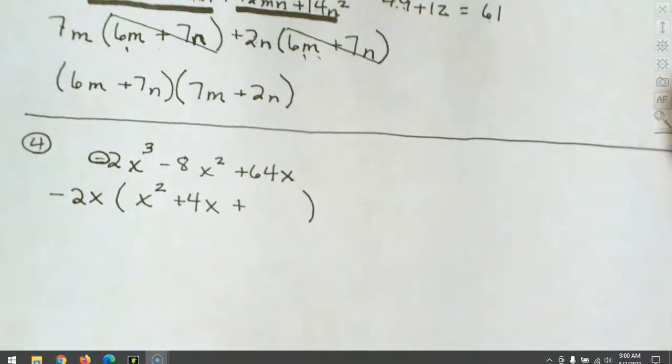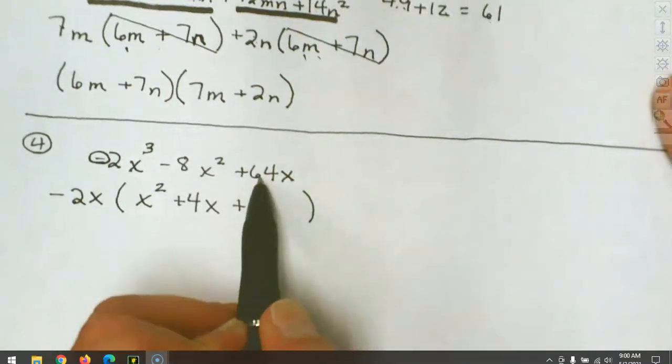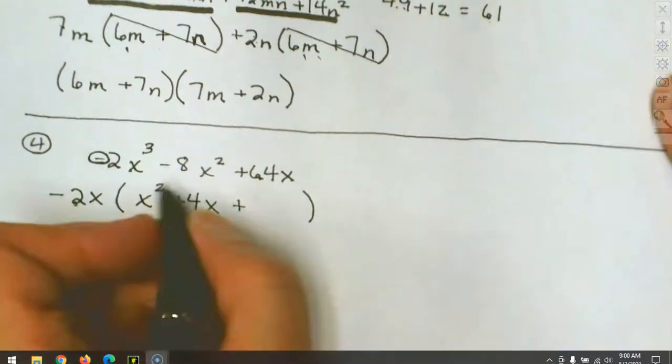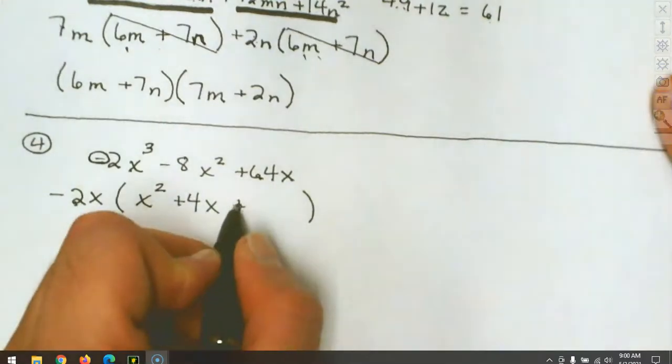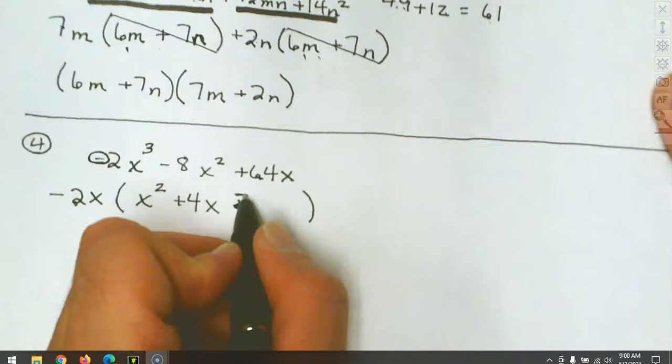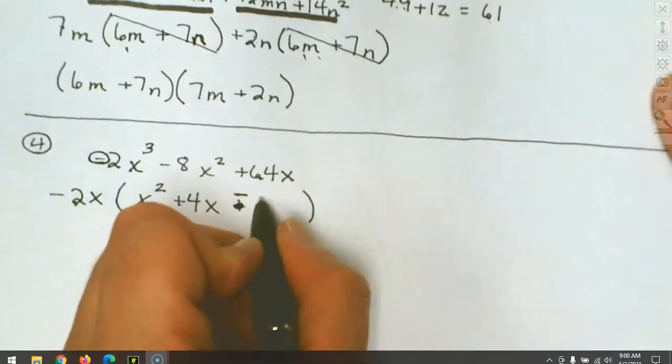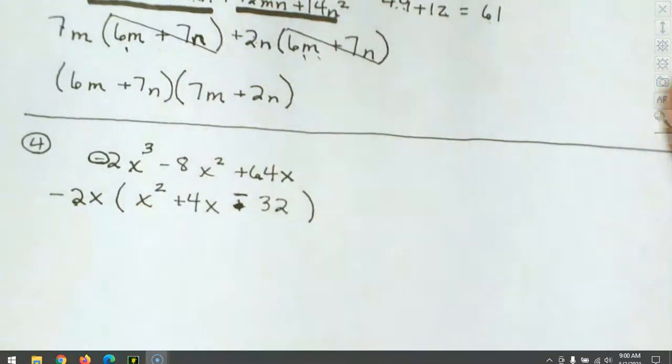Then we've got 64. And 64 divided by 2, that leaves you with a 32, doesn't it? And watch your signs. Positive 64 divided by a negative 2. Well, what does that leave you with? Not a positive. It leaves you with a what? Negative. So that's going to leave you with a negative 32. Because when you factor out that negative, it switches your signs.